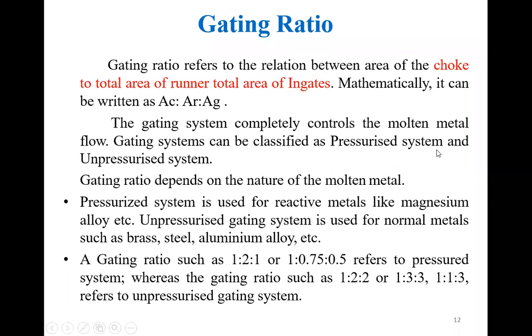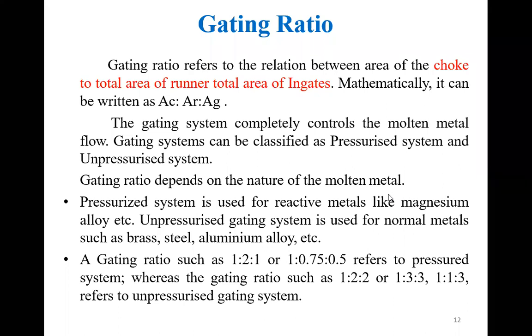The gating system completely controls the molten metal flow. So the gating systems can be classified as a pressurized system and an unpressurized system. Yes, the total molten metal is totally controlled by the gating system only. So gating systems are of two types: one is a pressurized system and the other is an unpressurized system. The gating ratio depends on the nature of the molten metal.